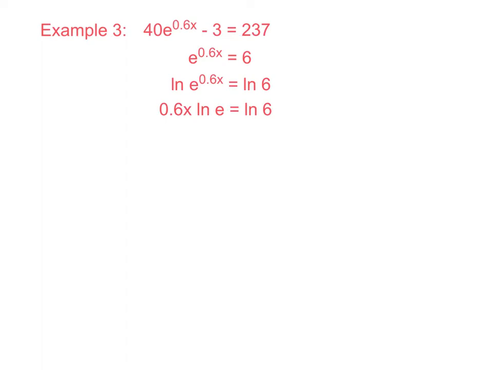So now we have 0.6x times the natural log of e is equal to the natural log of 6. One of the reasons I picked the natural log on this problem is because the natural log of e is actually log of e to the base e, which is simply 1. So this goes away, which leaves me with 0.6x equals the natural log of 6. If I divide both sides by 0.6 and figure out what ln 6 is on my calculator and divide by 0.6, I'll get my final result. x is equal to approximately 2.99.